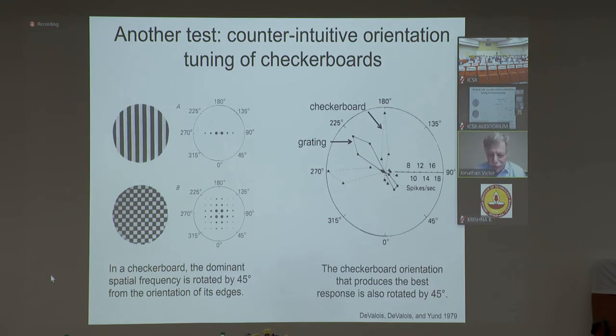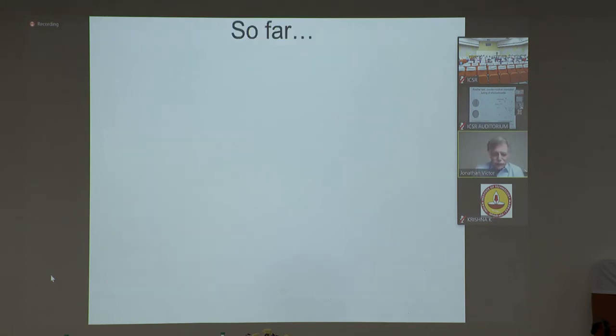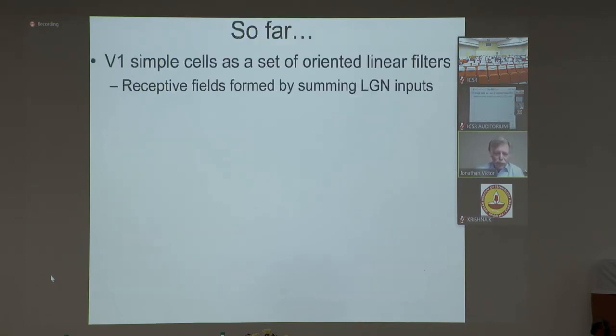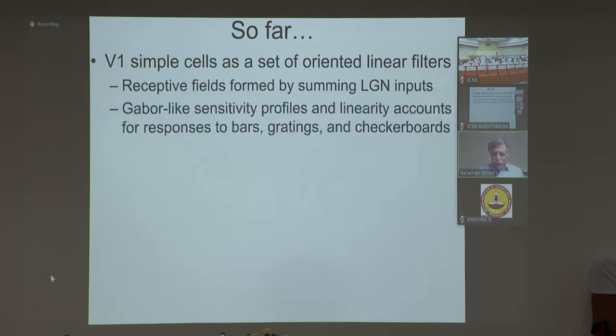So at this period of time, and to some extent still now, the notion that one could regard cortical neurons as linear filters kind of dominated the field. So where we are at this point is that we have physiologic evidence of receptive fields being formed by adding up inputs from the thalamus, and that tuning profiles that are Gabor functions account for many aspects of their responses.